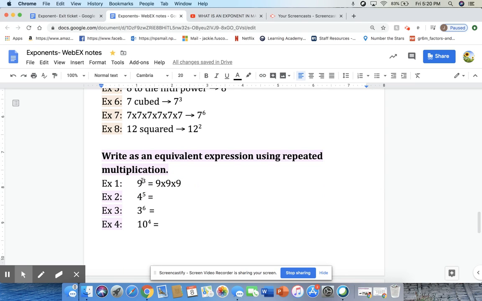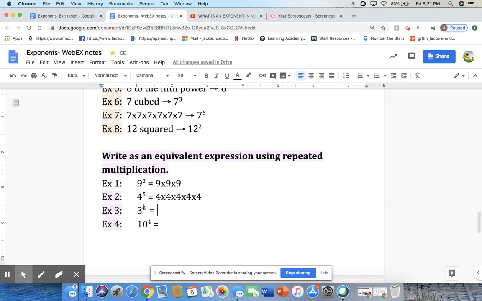So 9 to the 3rd power is the number 9 being multiplied 3 times. 1, 2, 3. So 9 is my base. 4 to the 5th power, 4 is my base, so I am multiplying the number 4. How many times? Well, my exponent is 5. So there's 1, 2, 3, 4, 5 times. This would be the equivalent expression using repeated multiplication.